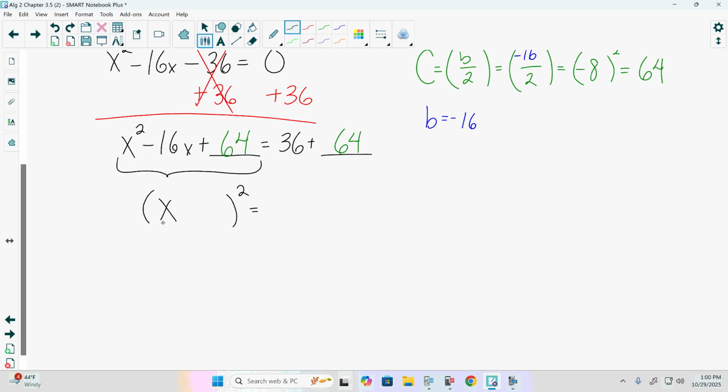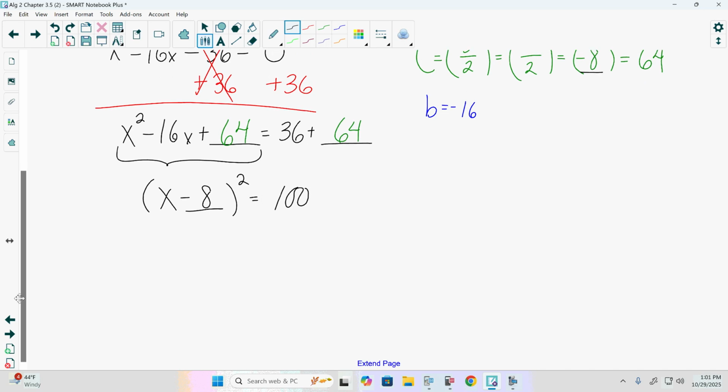So I have a single set of parentheses and x in there, and the number and sign that goes inside the parentheses with x is the number and sign that we had before we squared it to find c. So since that's negative 8, x squared minus 16x plus 64 is going to factor to x minus 8 squared. On the right-hand side, we have 36 plus 64, which is 100. We're back where we started, really. Questions on this here so far?